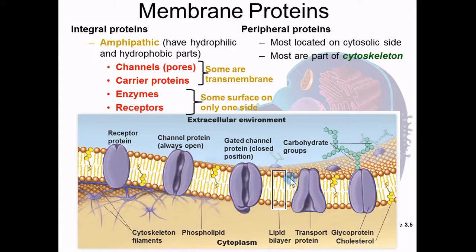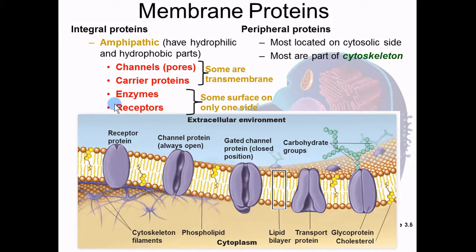Right? Another type is that you have these enzymes. So enzymes, usually what they do is they go all the way through, but they don't actually send anything through. It's a chemical reaction. Something happens here, and it changes activity somewhere else. So usually it's only active on one side.